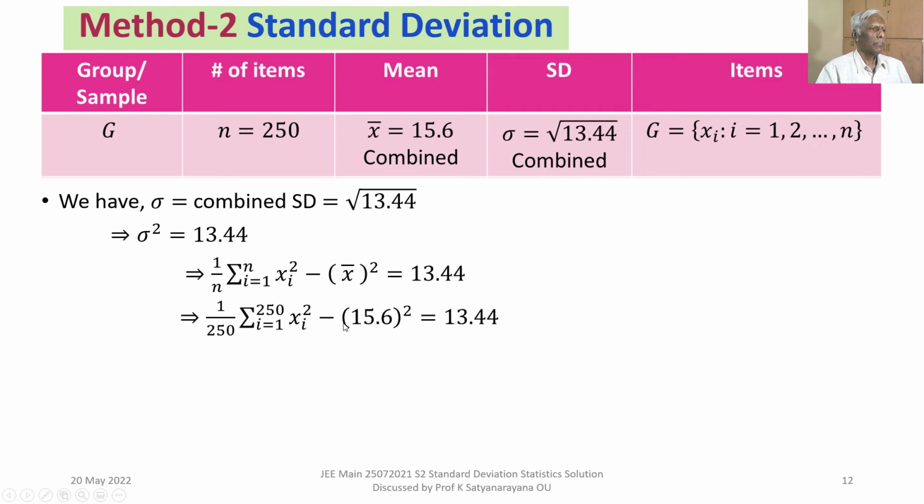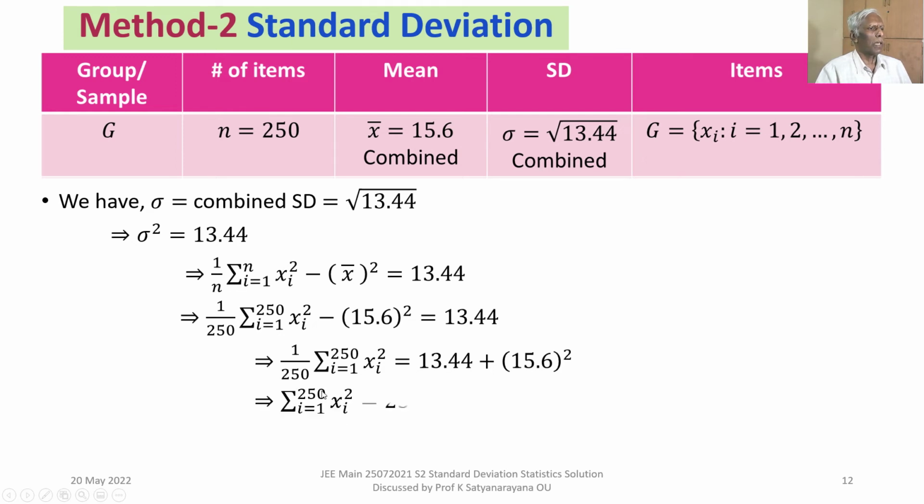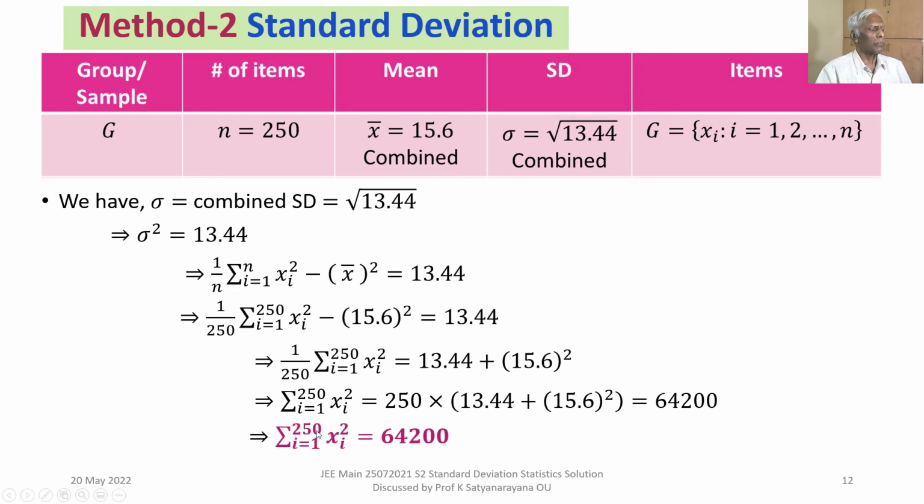Send this 15.6 square to the other side, and now cross multiply. We will get sigma i equals 1 to 250 xi square is 250 into, in brackets, 13.44 plus 15.6 whole square. Simplifying, we will get 64,200. So thus we got the sum of the squares of the items of the group G, that is sigma i equals 1 to 250 xi square is 64,200.